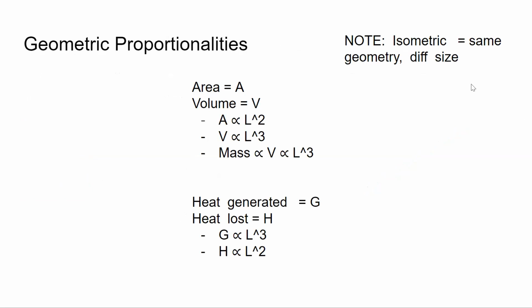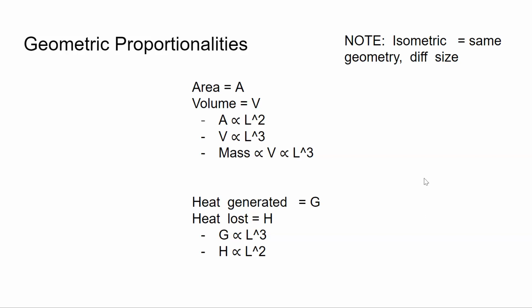So in class, you might have learned that isometric equals the same geometry, but just a different size. And so you might have used that idea to cover problems regarding the heat generated or the heat lost, which we've specified here. And then there's also the area and volume proportionality. As we're familiar with, area is proportional to length squared, volume is proportional to length cubed, and then mass, which is just all the matter that's inside of a certain object, is also proportional to volume, which is proportional to the length cubed.